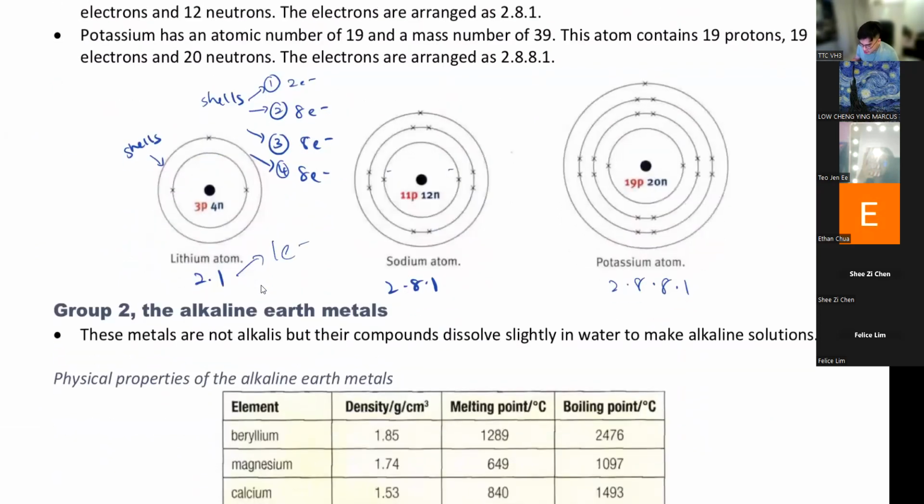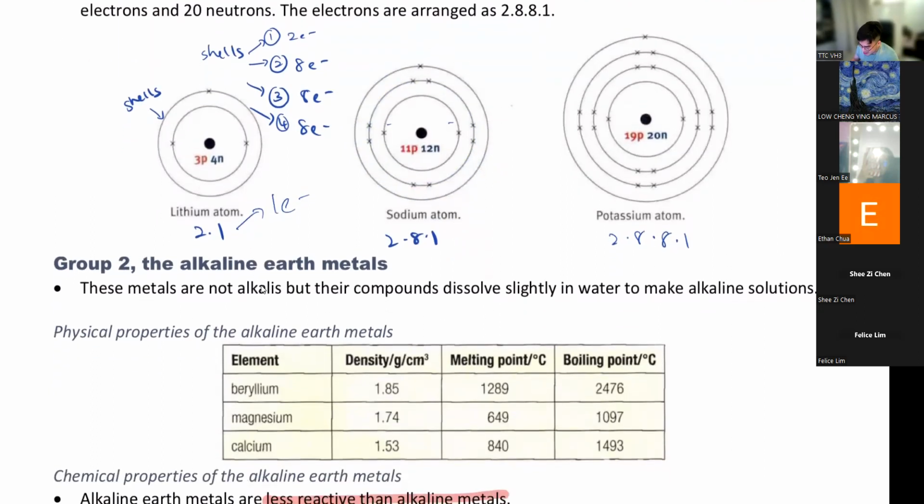You see, if I throw this one away, the third shell will disappear. My second shell will become full. Very happy. Same thing in potassium. If I throw the outermost one away, the fourth shell will disappear. I have the third shell as the outermost, so my third shell has 8. Also very happy.